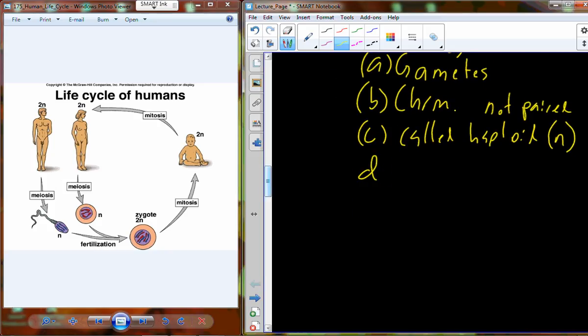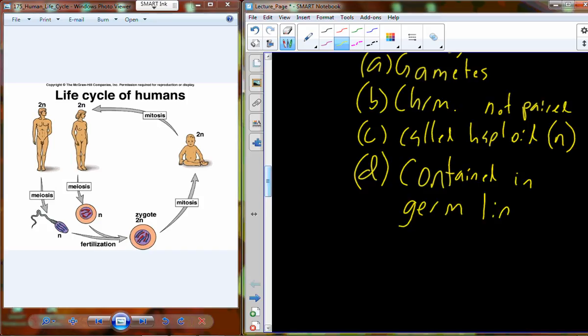Again, we find the sperm and egg cells being produced and contained in the specialized tissue called the germline. So that's just a special tissue. We find it in testicular tissue and ovarian tissue.